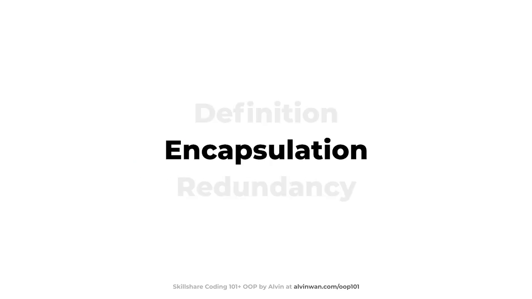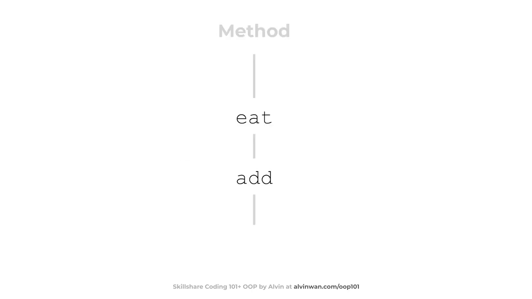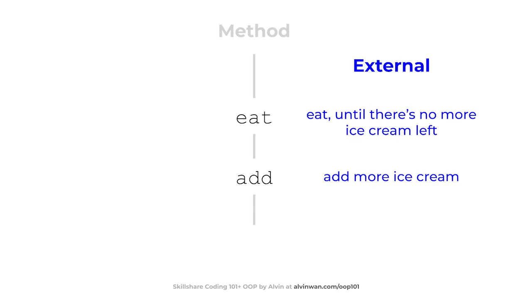We're now going to discuss what abstraction is hiding away. What is this unnecessary information? This next section exemplifies a related concept called encapsulation. In the center, we have our two methods, eat and add. On the right, in blue, we have method descriptions for external users. The eat method allows users to eat until no more ice cream is left. The add method allows external users to add more ice cream.